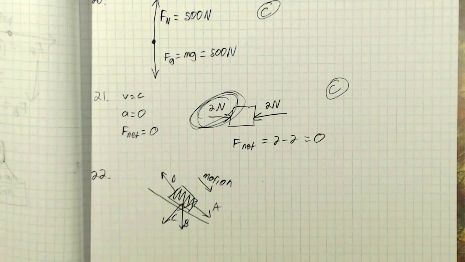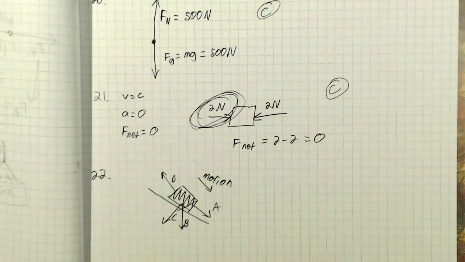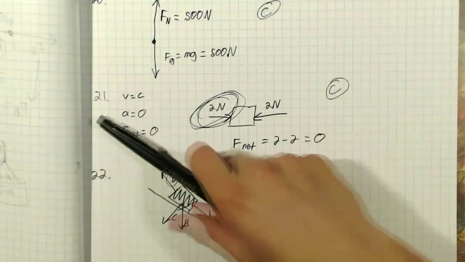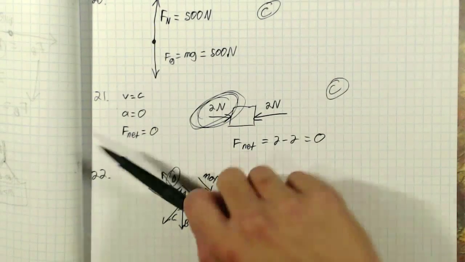Okay, so since it's moving down an inclined plane, that means its motion is downwards, and frictional force is always in the opposite direction of the motion. So in this case, D is going to be your friction, because it's moving this way. Friction is opposing that motion, meaning friction is going up this way.